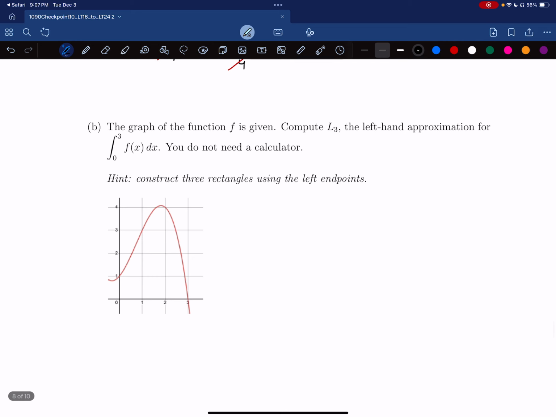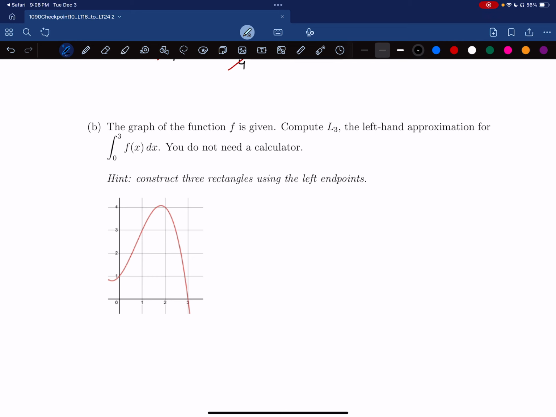In part B, we're given a graph of a function. We're going to use a left Riemann sum, or the left-hand approximation, to calculate this integral. And the reason we can't use the area method we just did is what I was talking about earlier. It's not an easy curve to geometrically define because we have this smooth curve. So we need to use a left-handed Riemann sum.